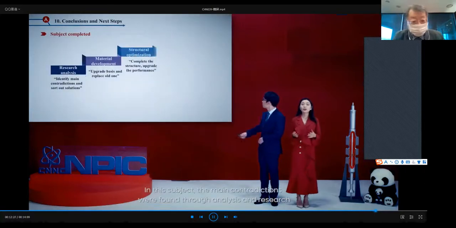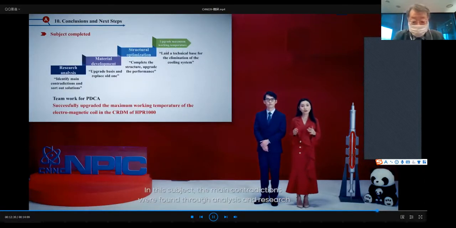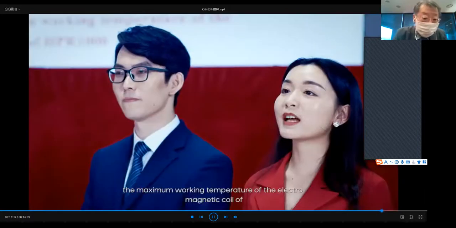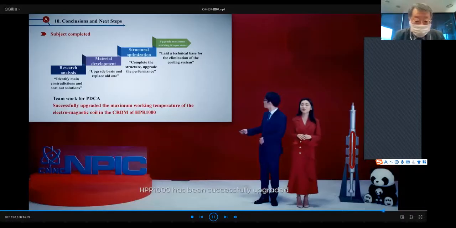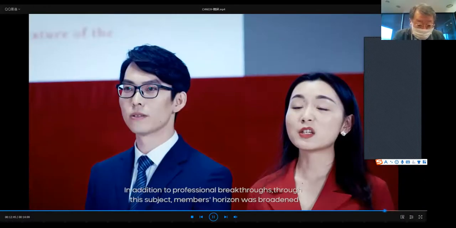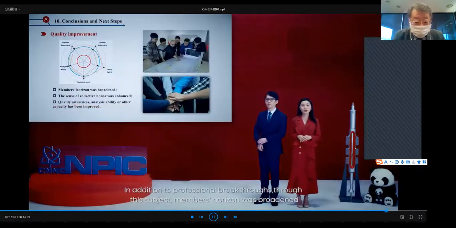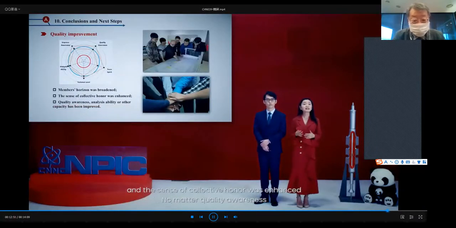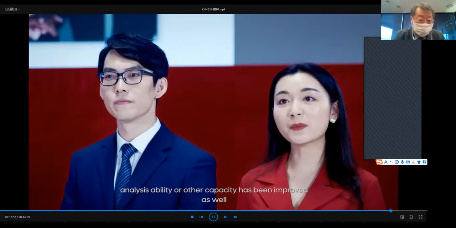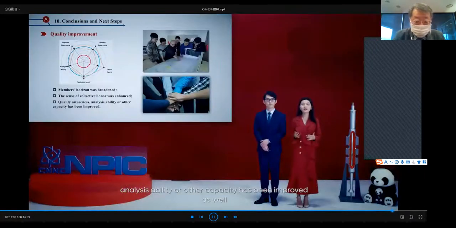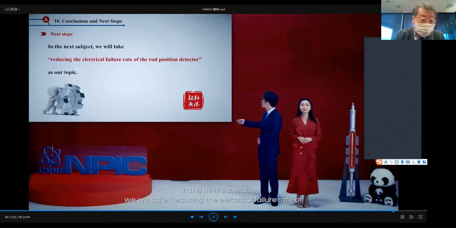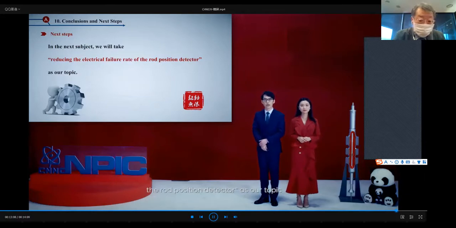In this subject, the main contradictions were found through analysis and research, and through material development and structural optimization, the maximum working temperature of the electromagnetic coil of HPR 1000 has been successfully upgraded. In addition to professional breakthroughs, through this subject, the members' horizons were broadened, and the sense of collective honor was enhanced. Quality awareness, analysis ability, and other capacities have improved as well. In the next subject, we will take reducing the electrical failure rate of the rod position detector as our topic.